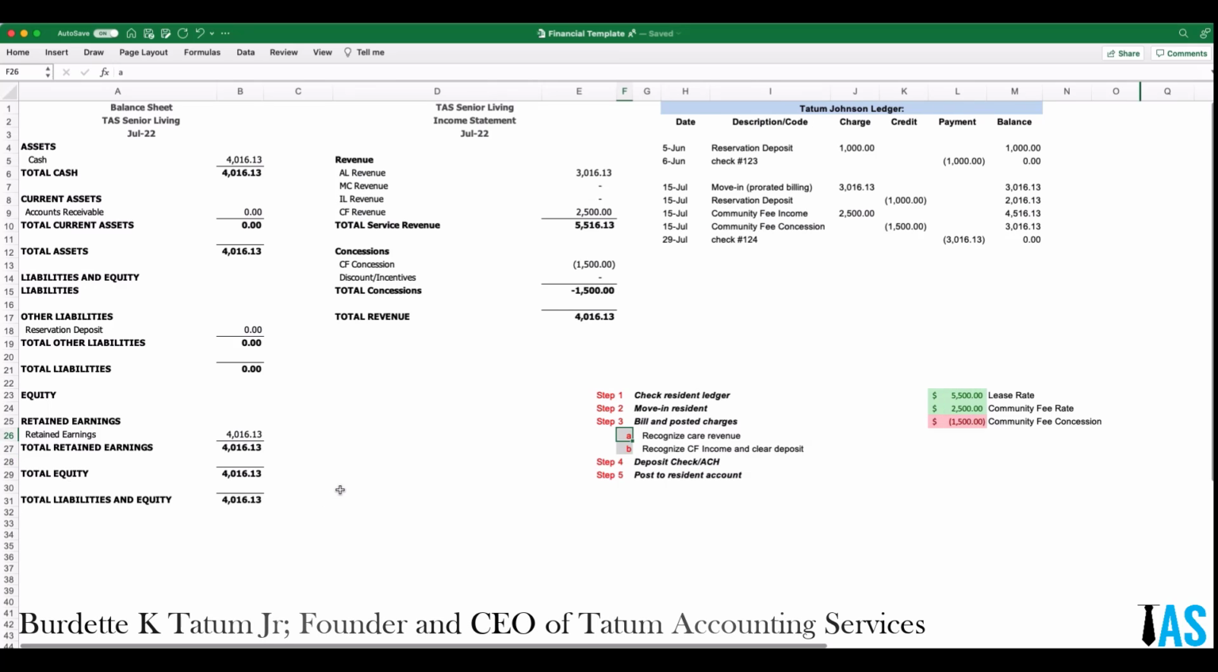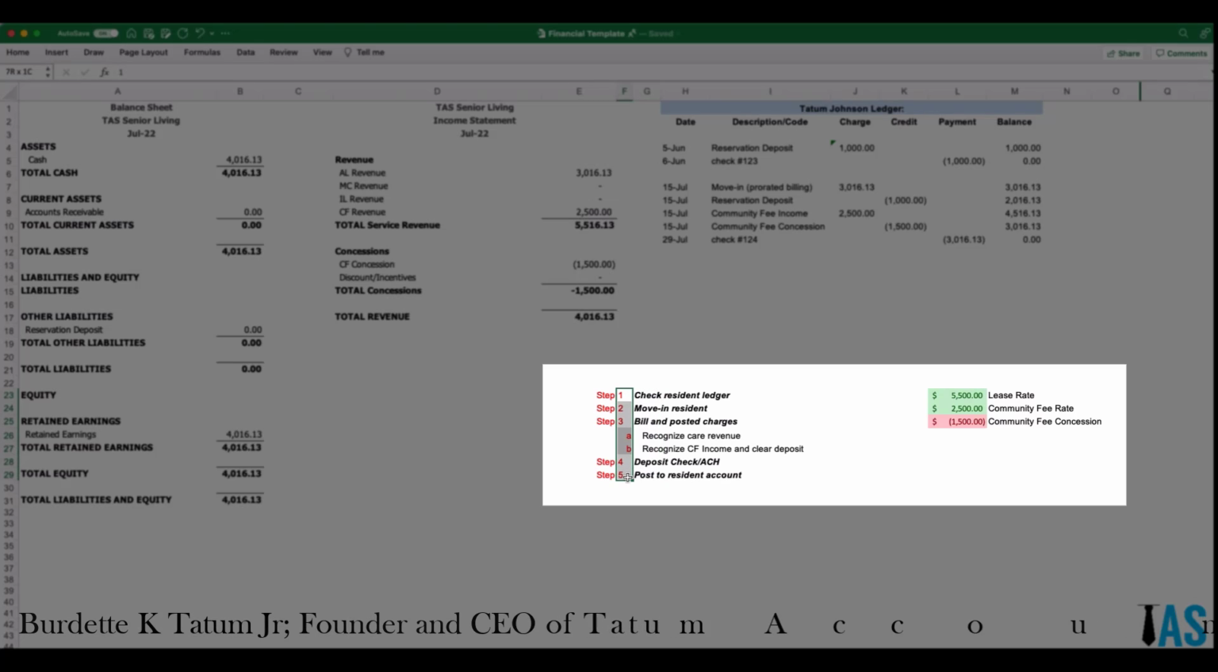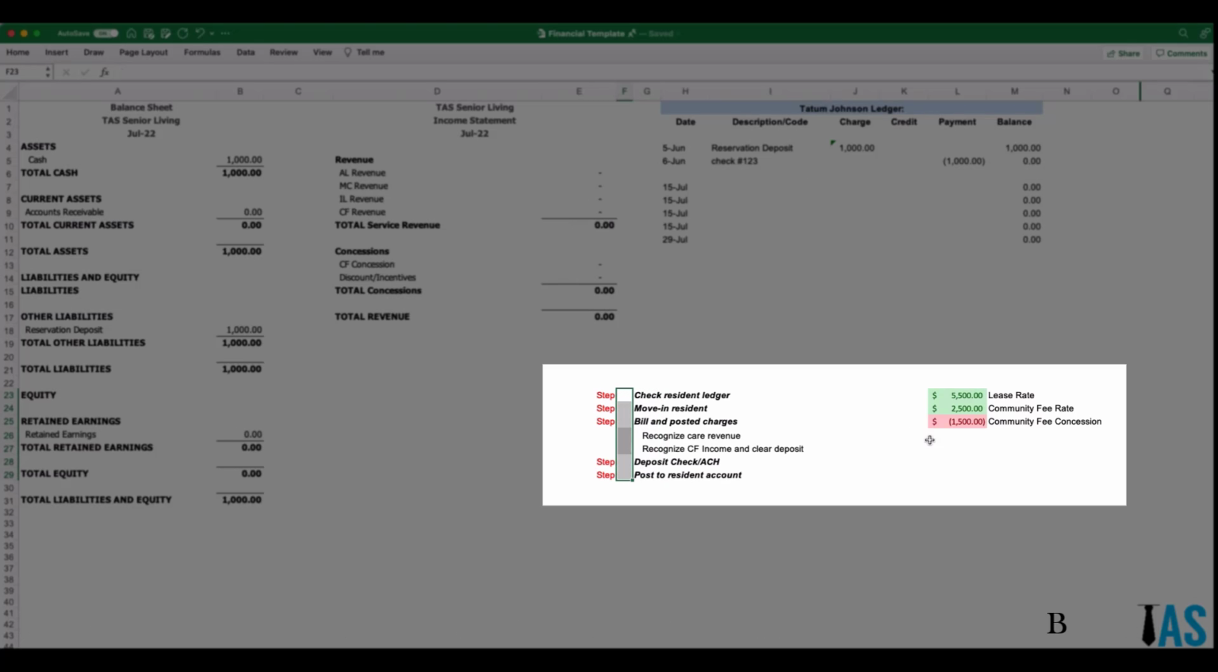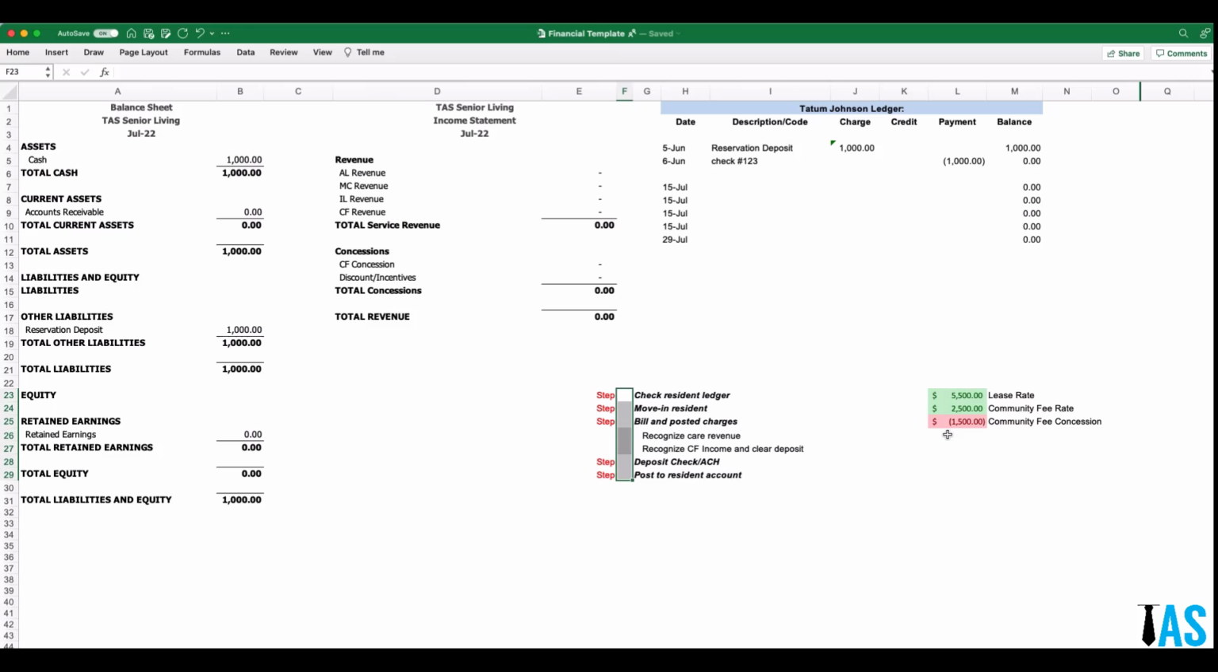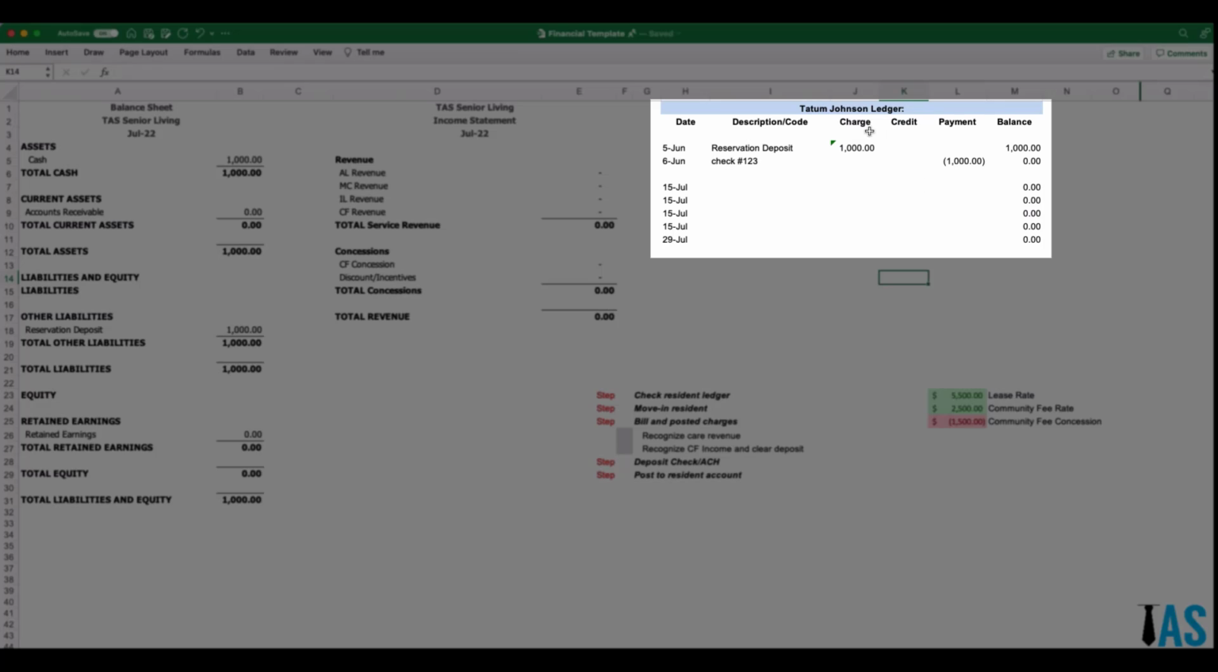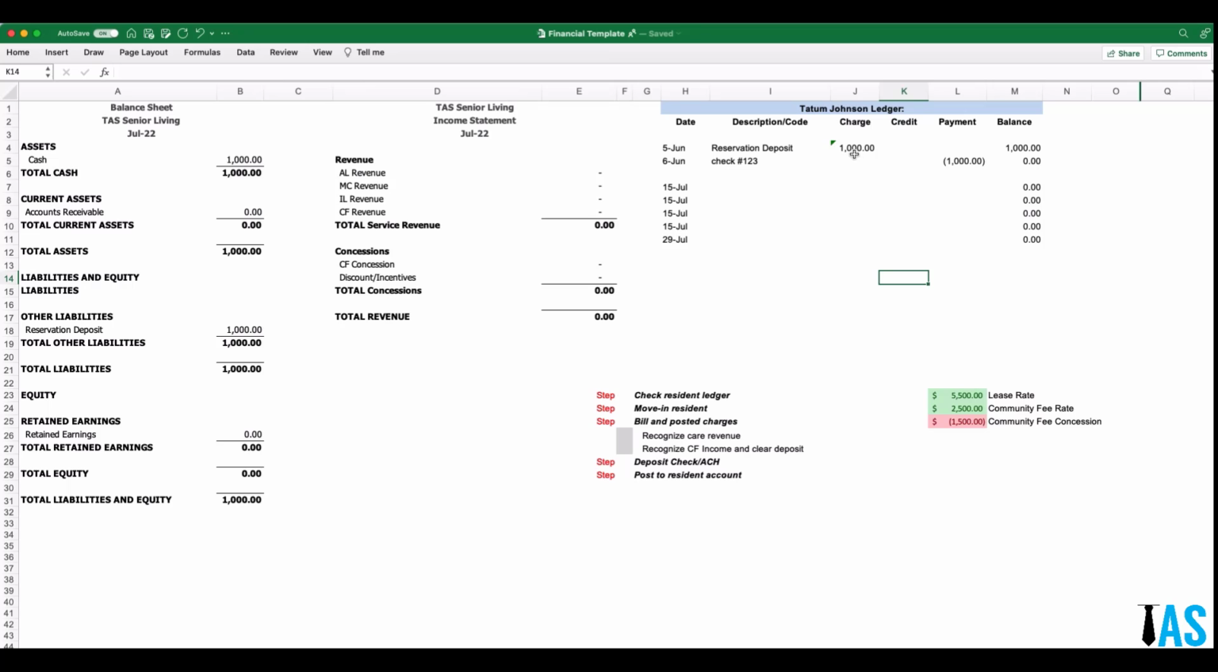Now, one variation of that scenario is we want to understand what it looks like from a discount perspective. So we're going to clear this, and in this case, there is a $1,500 community fee concession that was given. And so notice that if that's the case, then at the time of the reservation deposit, we would have only charged the resident $1,000 because that's the cash that they paid. So we charged them $1,000 in cash, and they paid $1,000, which is why on our balance sheet we have $1,000 in the bank, and we have $1,000 as a liability as a reservation deposit.